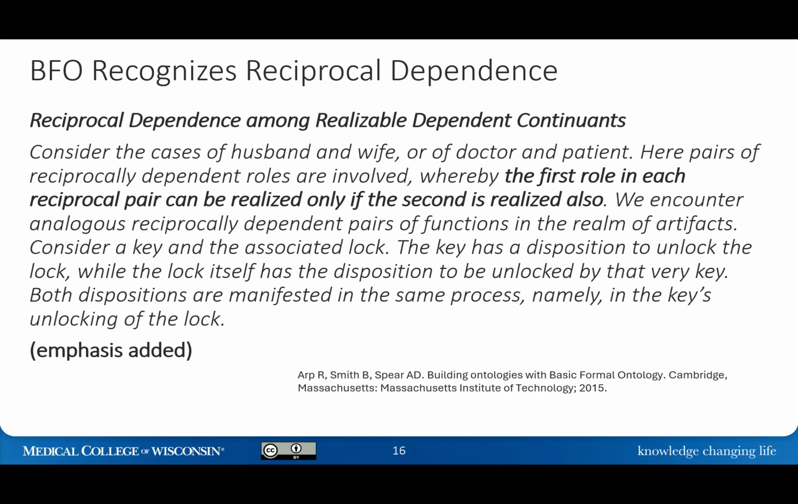BFO recognizes reciprocal dependence. This from the BFO book: reciprocal dependence among realizable dependent continuants. Consider the cases of husband and wife, doctor and patient. Here, pairs of reciprocally dependent roles are involved. And this is my emphasis added: the first role in each pair can be realized only if the second is realized also. So the person getting food only realizes their capability if it also realizes the function of the institution, right?